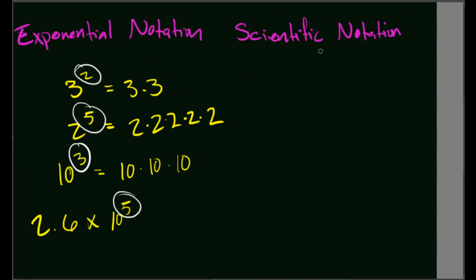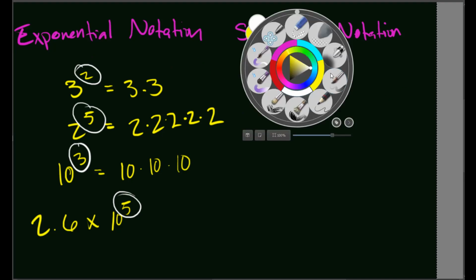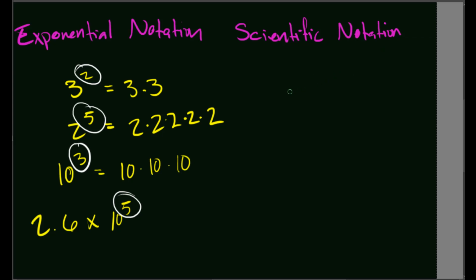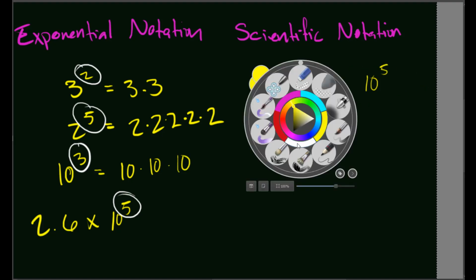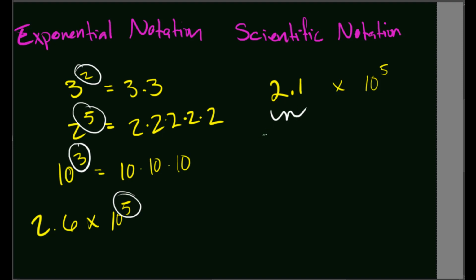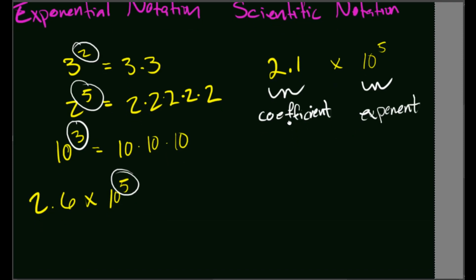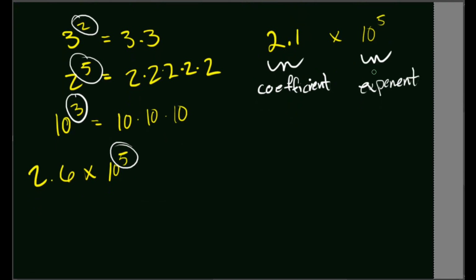Now scientific notation, that's a specific type of exponential notation. We're going to have a number at the front, that's going to be the coefficient, so 2.1. And then we're going to have an exponent, an exponent of 10, base 10. So let's say 5, right? So here, this would be the coefficient, and this would be the exponent. Alright, so we need two parts, coefficient and exponent.